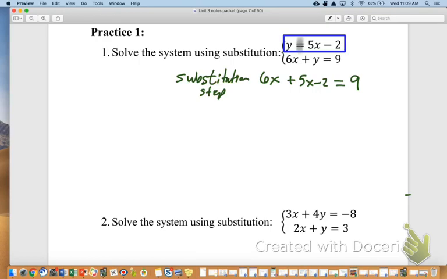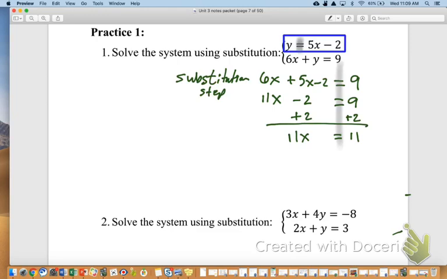Okay, so once we get to this substitution step, the rest of this should feel a lot like the equations we've solved in the past, where we would simplify. Does anybody see any simplifying I could do on the left side? Yeah, 5x, 6x. Those are like terms. So it'd be 11x minus 2 equals 9. So I would then add 2 to both sides. Yep, so plus 2, 11x equals 11. And what's my final step?